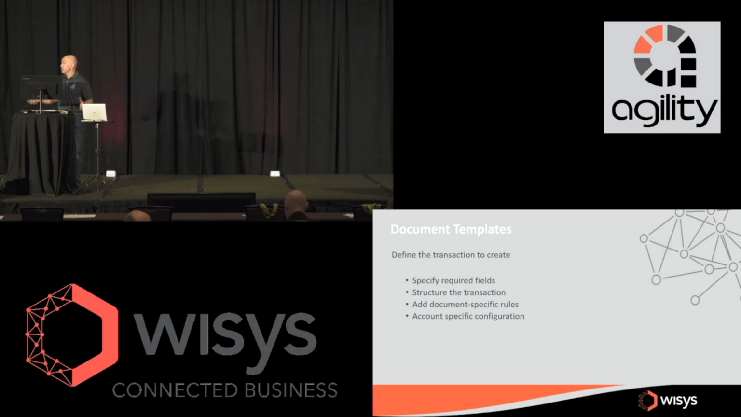As part of that, the document templates are really what we use to define the underlying business transaction. Something's coming in. We want to identify what we are trying to do with this. How are we trying to get this into our system? So we'll use the template to specify required fields, structure that transaction, add document-specific rules, and of course there's account-specific configuration. Different accounts may have different business rules that we want to follow. The interpreter templates allow you to set that up and define that, whether it's a customer or a vendor, and tag that as an account-driven template.